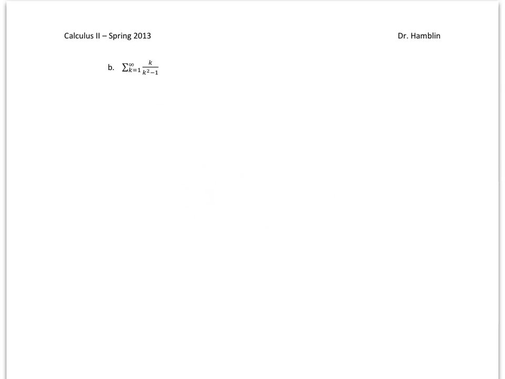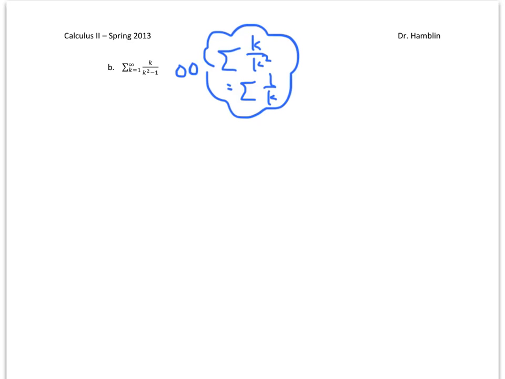For this next series, we've got k over k squared minus 1. And again, what we think about here is that the minus 1 on the bottom doesn't really matter. So this is pretty much just like the sum of k over k squared, which is the sum of 1 over k. And that's our good old friend the harmonic series, which we know diverges. So our guess is that this series probably diverges also. And what we're really trying to do here is a comparison. So let's see if the comparison works.